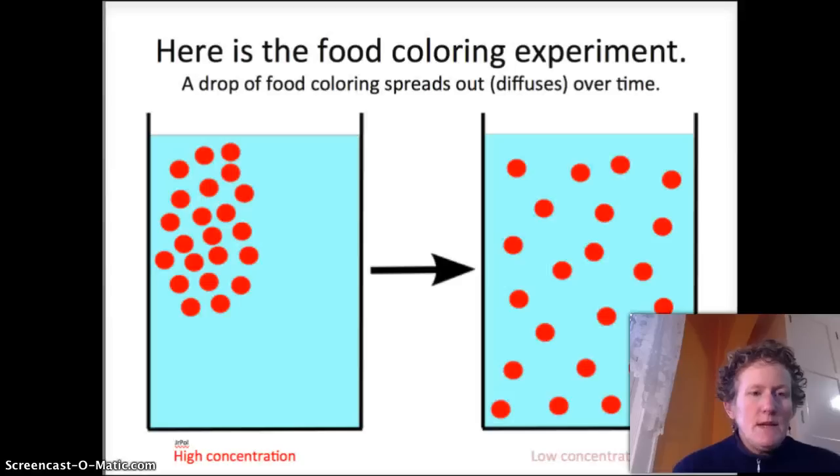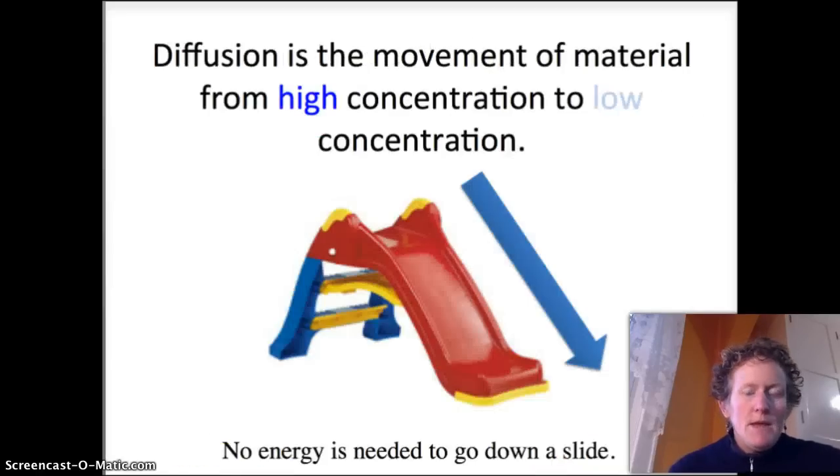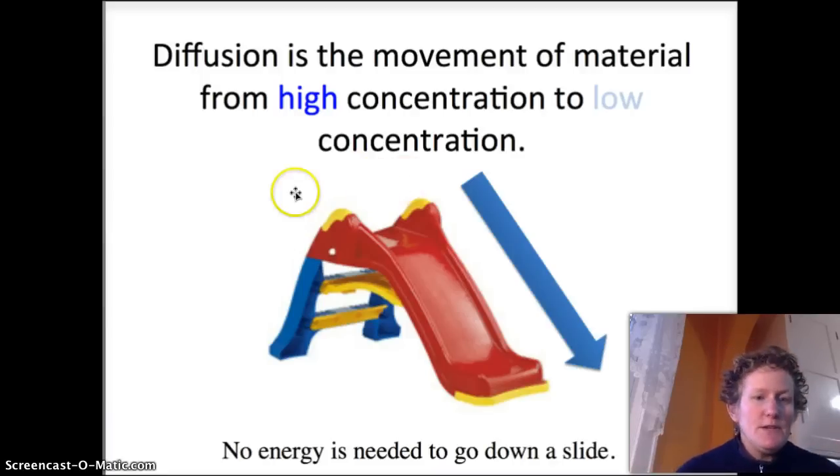Here's what that looks like. Here's a model. There's the blob of food coloring, and that's what it's going to look like when it's at equilibrium. Those food coloring molecules are moving from high concentration to low concentration. If you have a hard time remembering, remember a slippery slide. It's easy, it doesn't take any energy to go down a slide, to go from high to low concentration. So diffusion is passive transport. It doesn't take any energy to go from high to low.